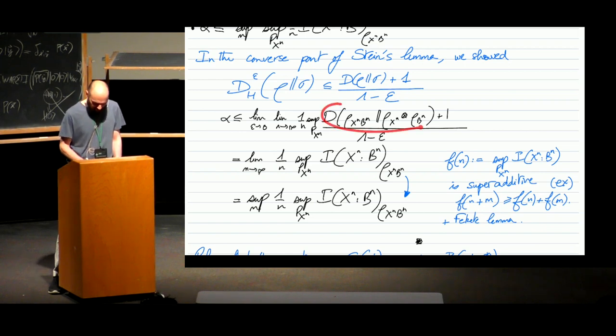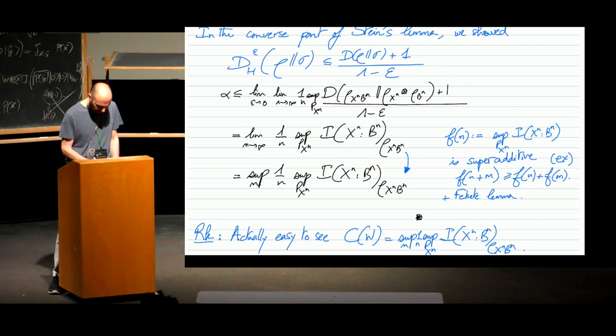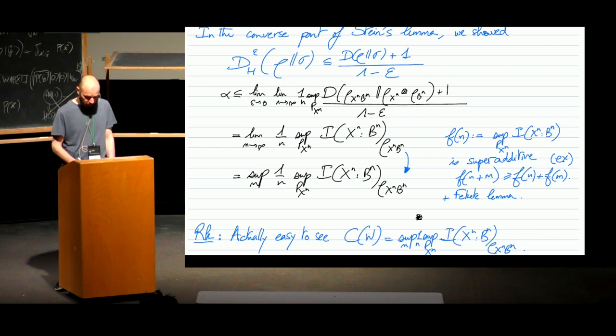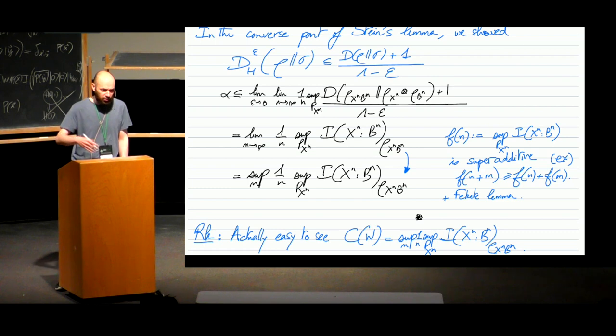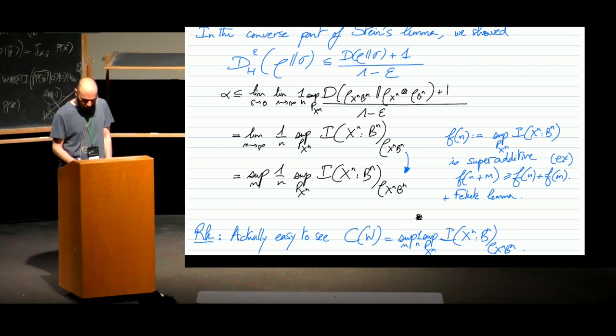The relative entropy between the state and the product of the marginals is the mutual information, as usual. The only thing I did here is replace the limit by a supremum over n. This is just by observing that this quantity f of n, the supremum over all possible joint probability distributions over n copies of the input of the mutual information between the input and the output, is superadditive, and you did this as an exercise in the exercise session, hopefully. This simply follows from the fact that when you pick PXN to be product, then the mutual information is additive. But it can be really superadditive and not just additive if the optimal probability distribution is not product.